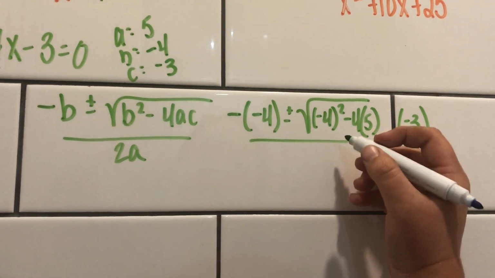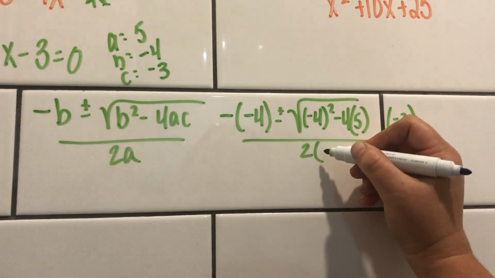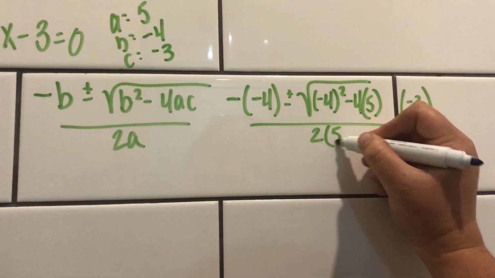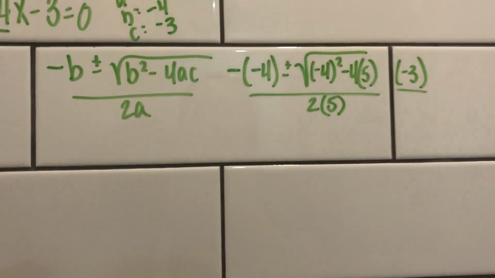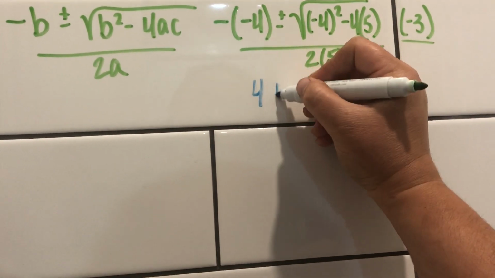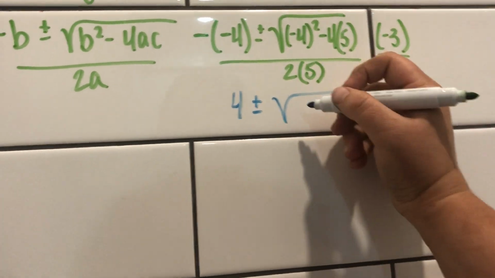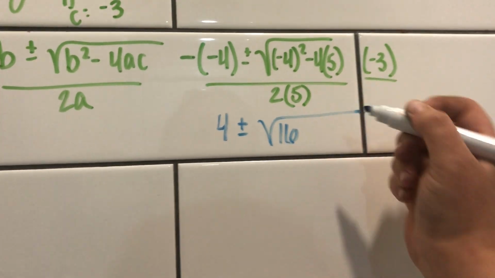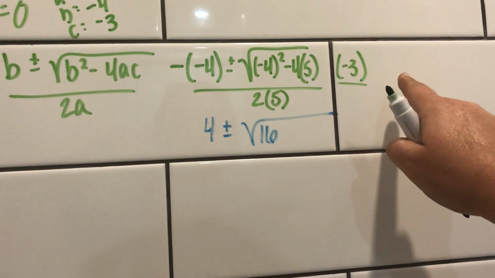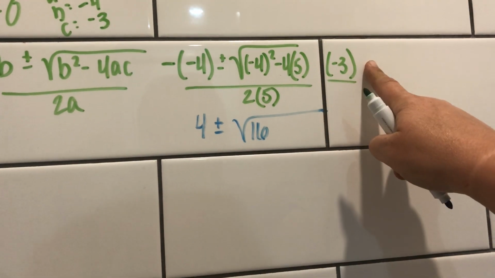And sometimes I write it out at first and then I kind of lose it as I'm solving and pick it back up at the end. 2a is 5. Now I'm just simplifying. So a negative is going to be +4 plus or minus the square root. -4 times -4 is 16. And then I like to multiply these three numbers together. So -4 times 5 times -3.